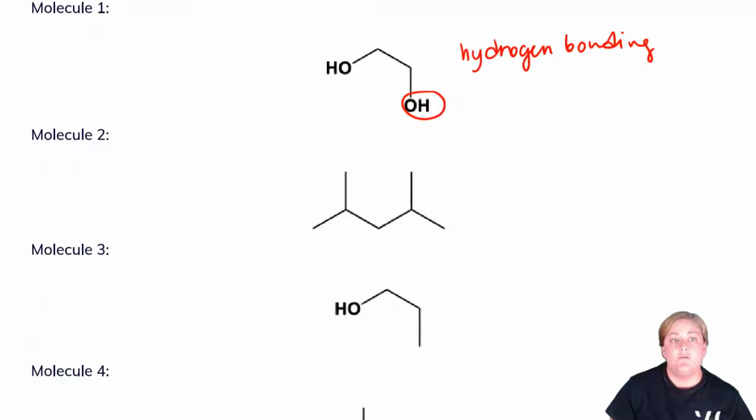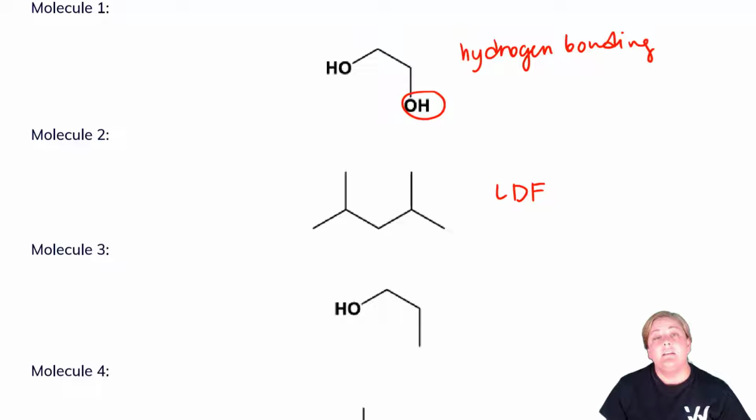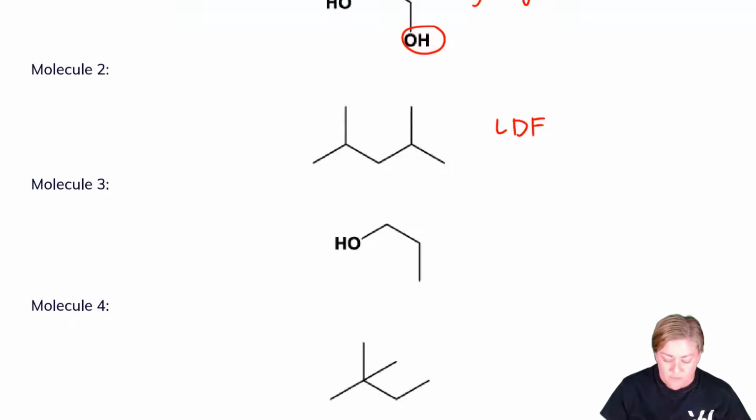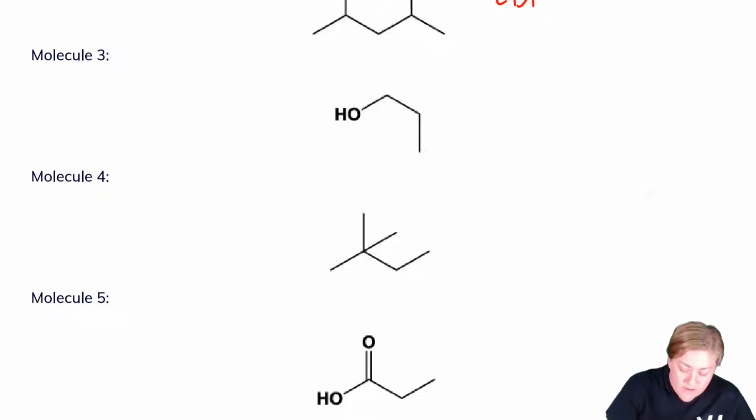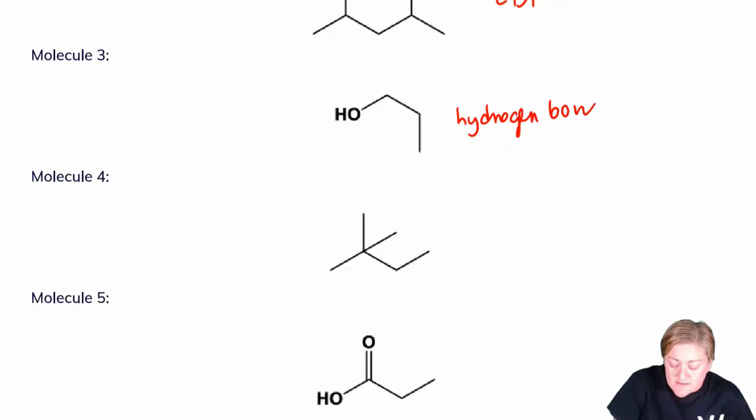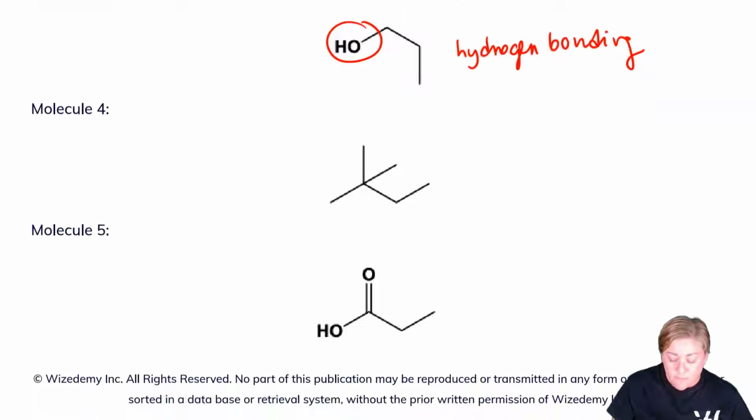In molecule 2, this is entirely non-polar. Therefore, we're going to have London dispersion forces being the primary intermolecular force. In molecule 3, we're going to have hydrogen bonding, as well, as we have an OH group here. In molecule 4, again, we have non-polar. This will be London dispersion forces.